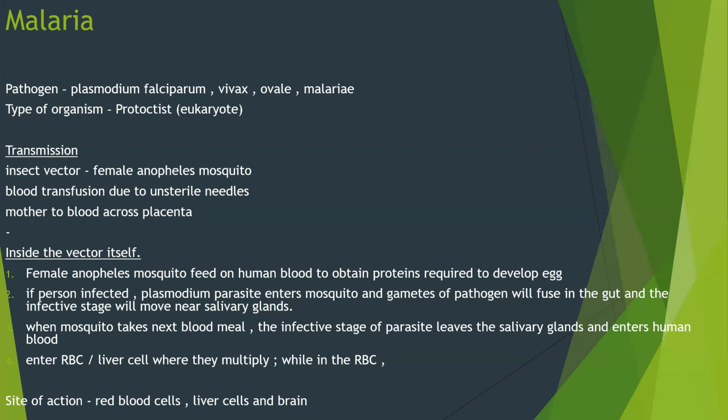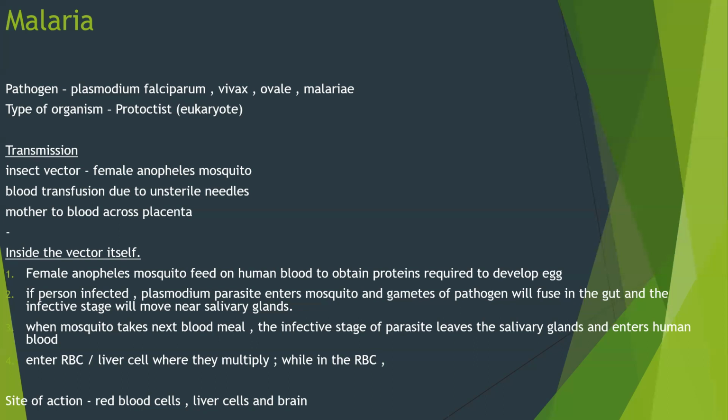Also, when we talk about inside the vector itself, we know that the female Anopheles mosquito needs human blood to obtain proteins which are required to make eggs. And when the person is infected, the Plasmodium parasite can enter from the human into the mosquito during the blood meal. And what happens is that the gametes of the parasite will fuse in the gut, and the infective stage will basically move to the salivary glands.